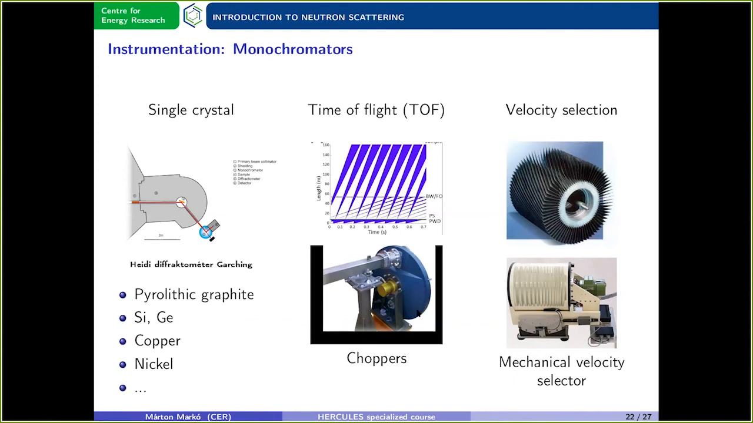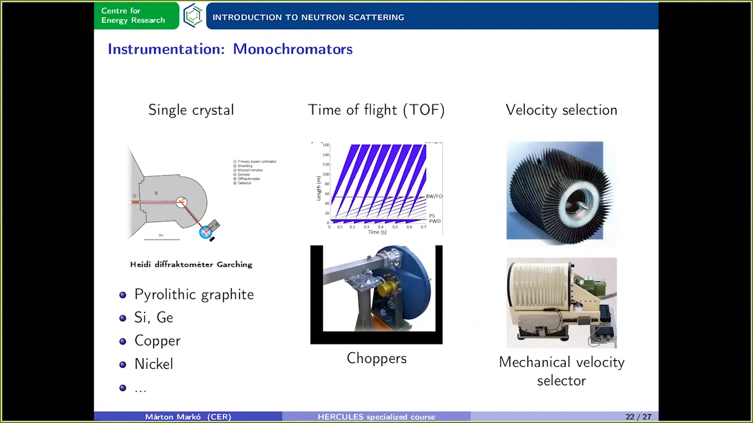For that we use neutron choppers. They are just big aluminum plates with a hole somewhere and absorber everywhere else, and it's rotating, and when the disk opens, then the neutron can go through. When it is closed, then the neutron cannot go through. This is the basis of the time-of-flight measurement, and we can also use a velocity selector.